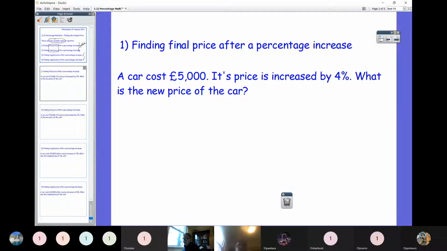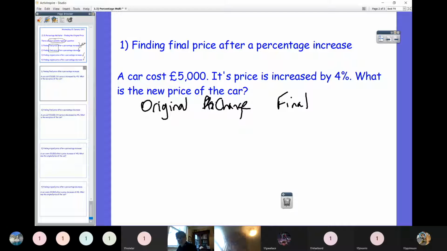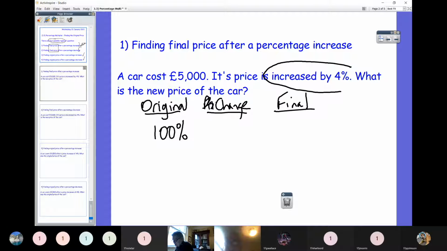So here's question number 1. This is just like the one we did yesterday. A car costs £5,000. Price is increased by 4%. What is the new price of the car? I want you to start gathering your thoughts. We've got to have an original column, a price change column, which we'll just call the change, and a final column. And what's always going to be the case is you always put 100% in the original column for any of these.